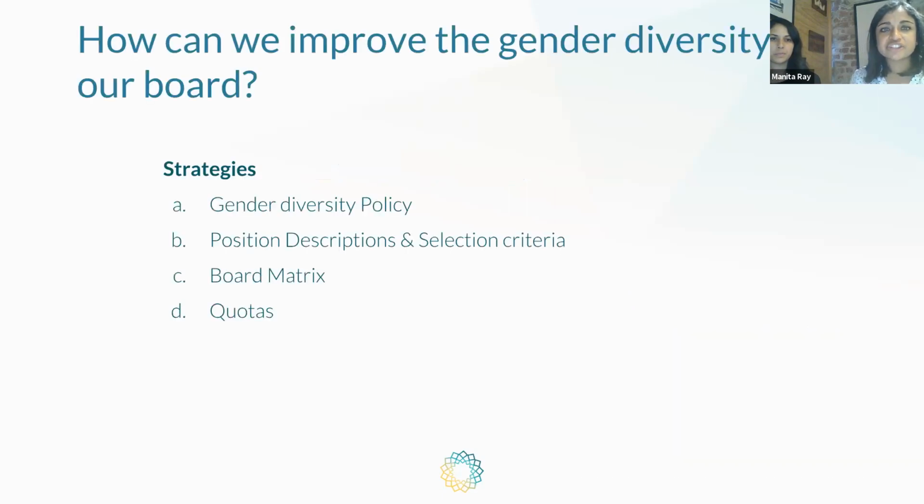Some of the strategies you can look at to change board composition is to have a really strong gender diversity policy. And this should start at your board charter level. A board charter in very plain English is basically the rules the board operates under. If you don't have a board, this might be your general policies. It might also be your constitution, or whatever it's called within your organization.